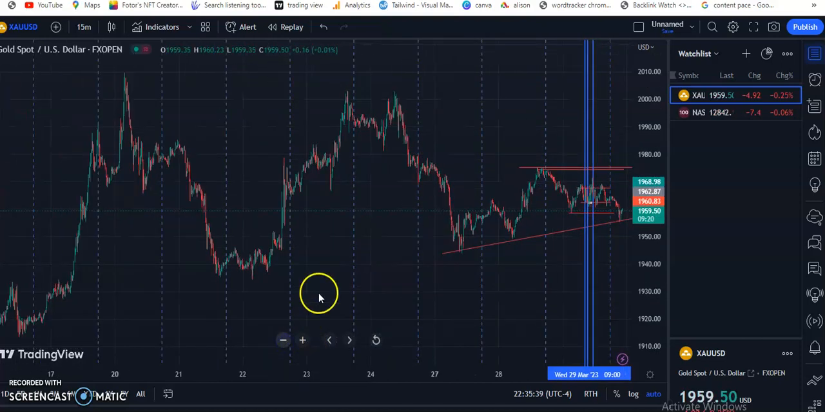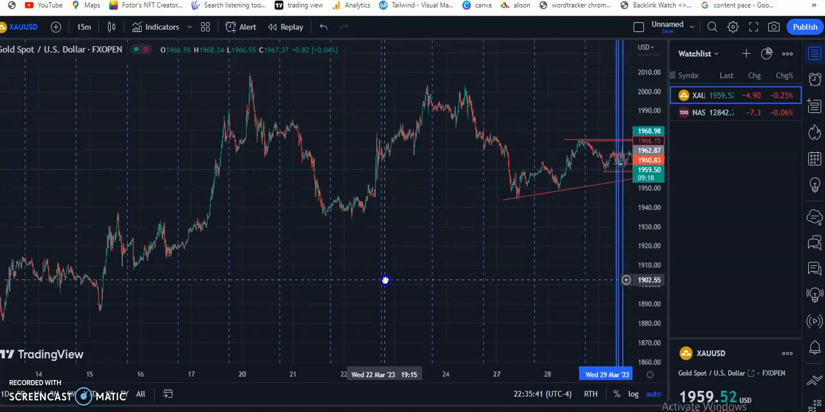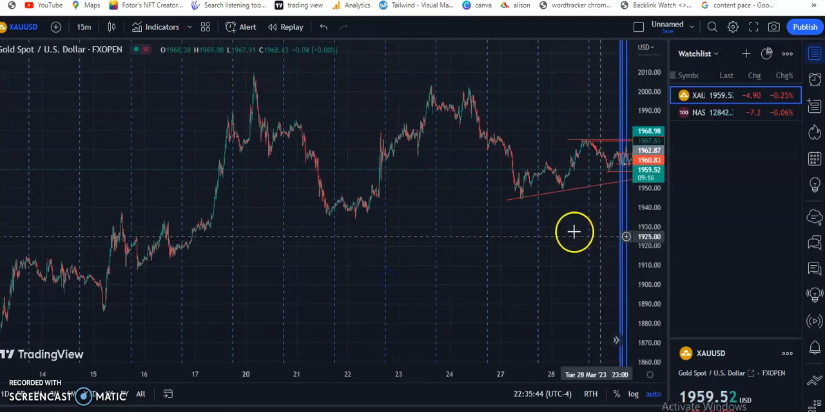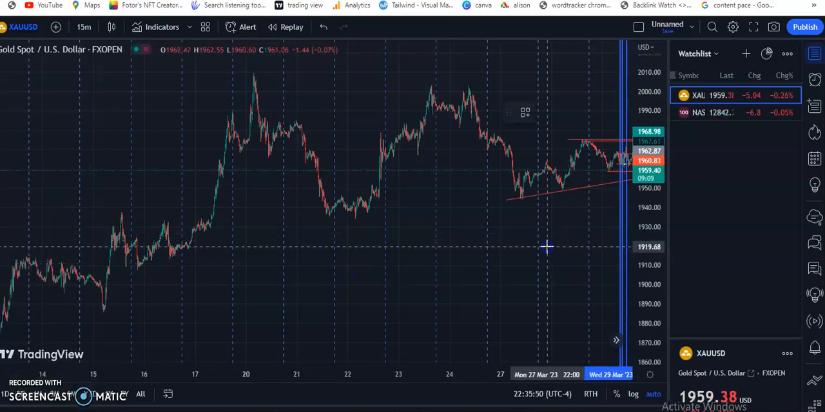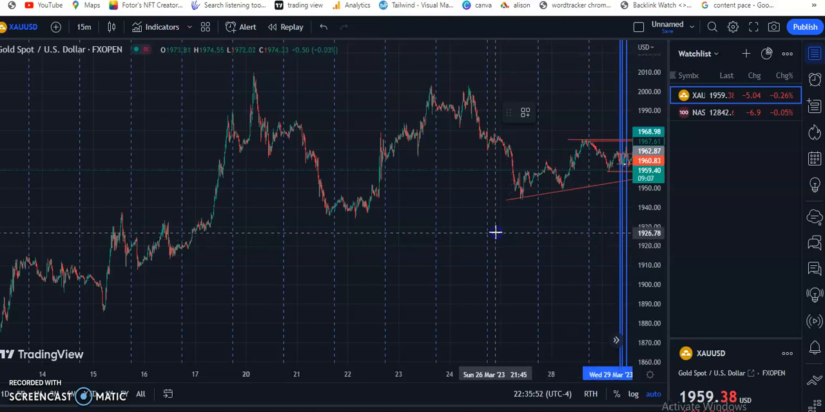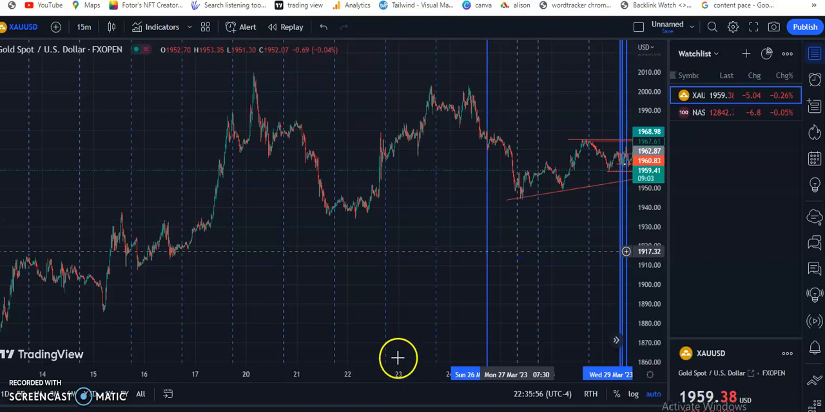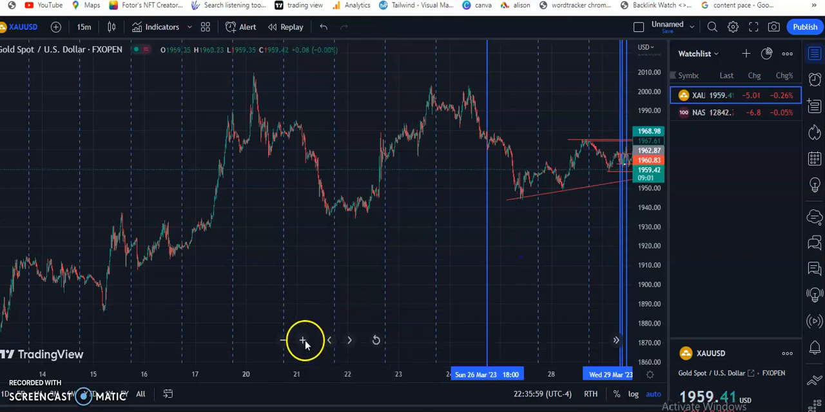So, the process is still the same. This being Wednesday, Tuesday, Monday. Let's separate our Monday so that we can be able to see the overall picture of the market.